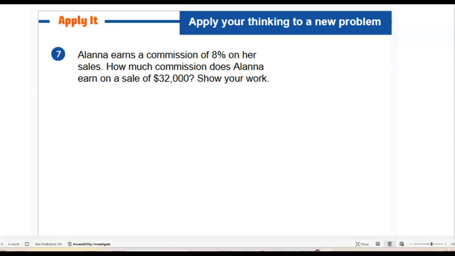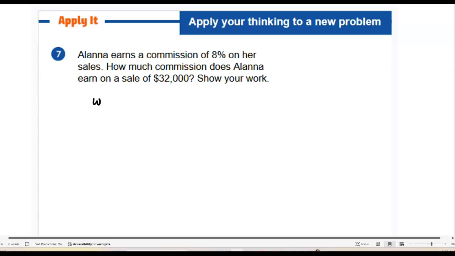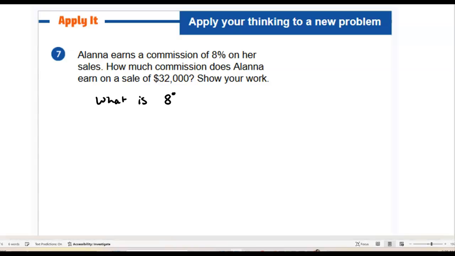So Alana earns a commission of 8% on her sales. That means if she does really well, she'll get more money. How much commission does Alana earn on a sale of $32,000? So basically, this question says, what is 8% of $32,000? That's how much she'll earn, right?